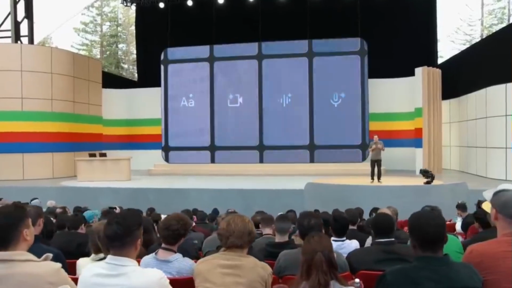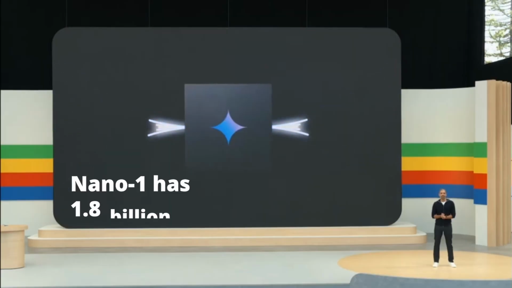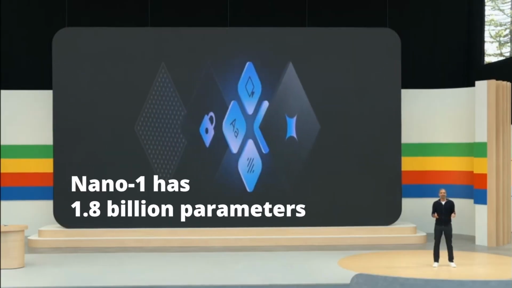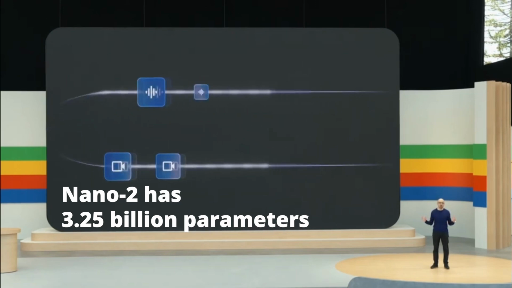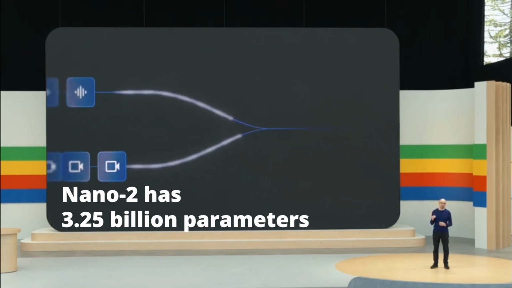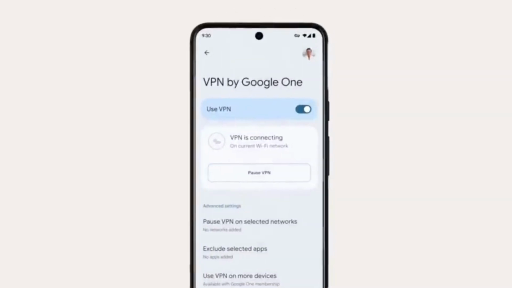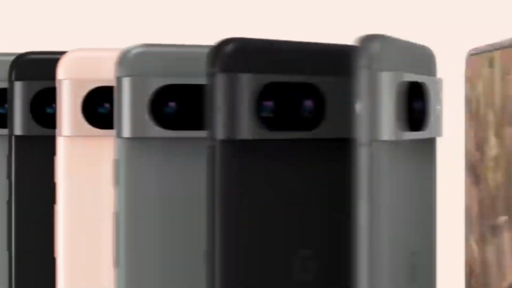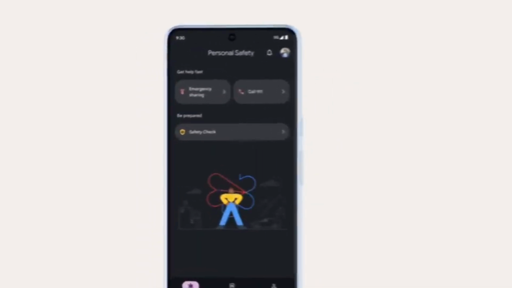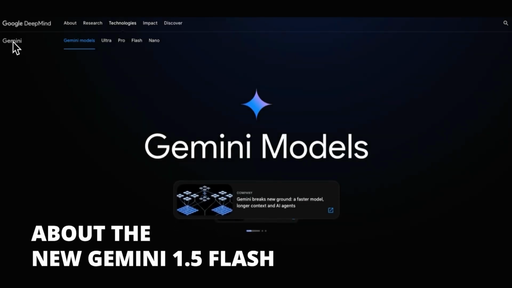There are two versions of Gemini Nano. Nano 1 is 1.8 billion parameters, while Nano 2 has 3.25 billion parameters. The Google Pixel 8 Pro smartphone is one of the places where Nano is being embedded. About the new Gemini 1.5 Flash.